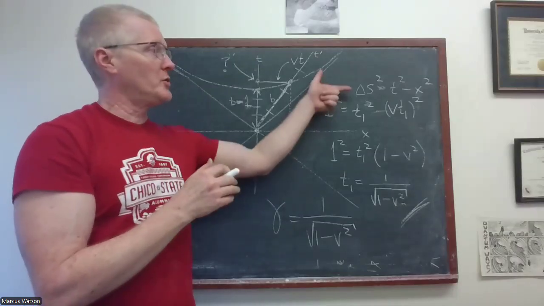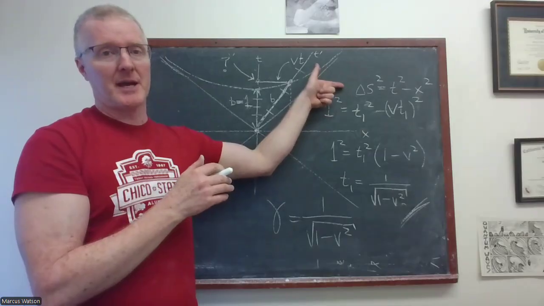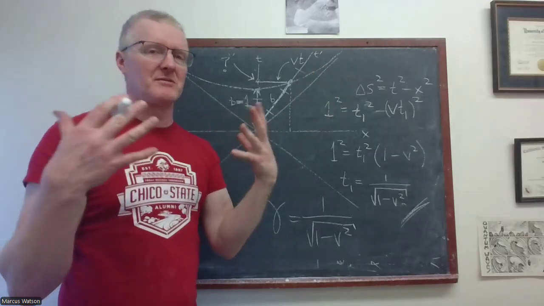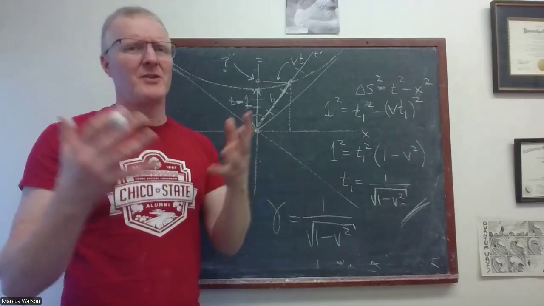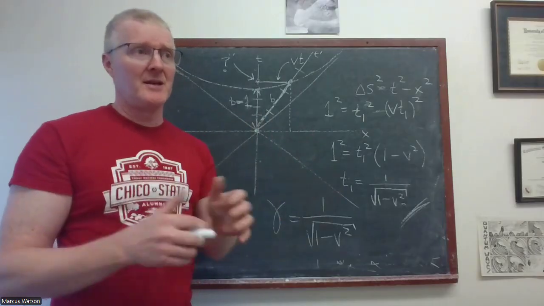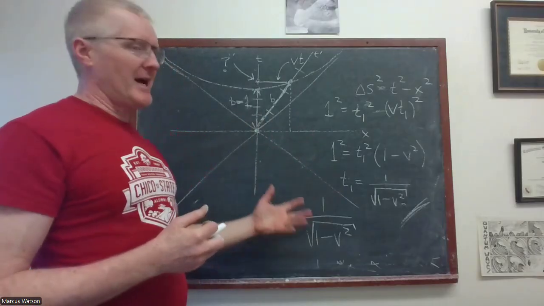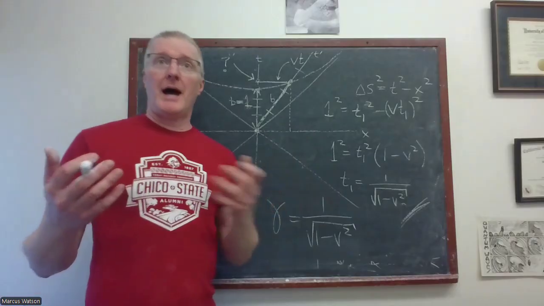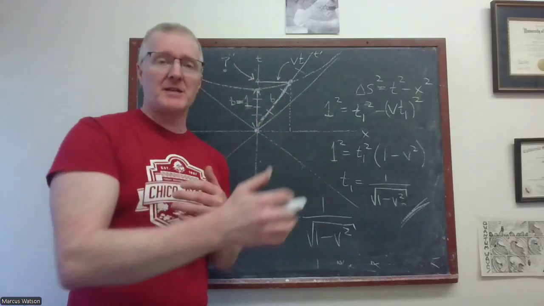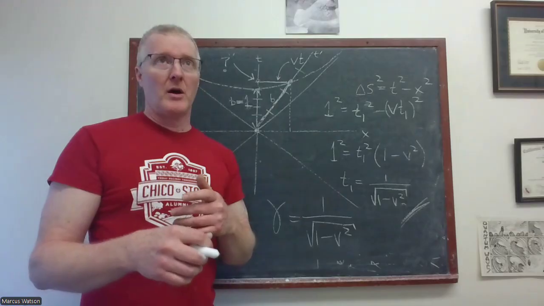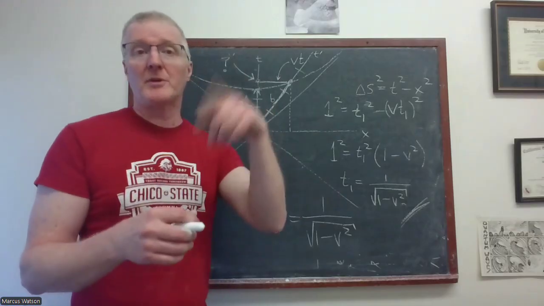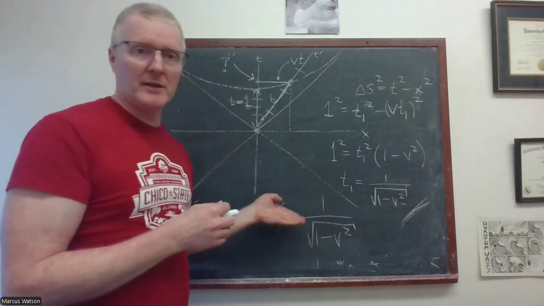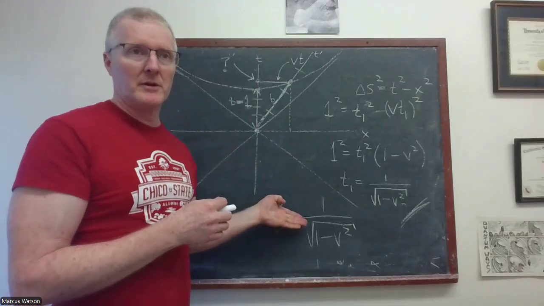Normally, you're going to want to use the interval to calculate times and distances, because that's always taking into account both time and distance. But if you're just wondering about a time, you're saying, oh, I'm here and a rocket flies past me at 0.5, how much slower is their clock running? Well, you can calculate it really quickly with this. Okay.